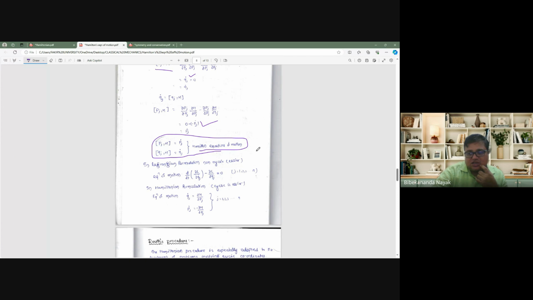In the Lagrangian formulation, we solve the non-cyclic coordinates which actually appear in the Lagrangian. But for the Hamiltonian formulation, cyclic coordinates give you an easy solution, because if qj is cyclic, then the corresponding momentum is a constant quantity, and we easily get the equation of motion. Okay, so viewing these two things, Routh developed a procedure which is known as the Routh procedure for solving mechanical problems.